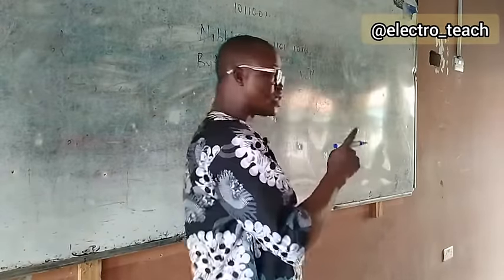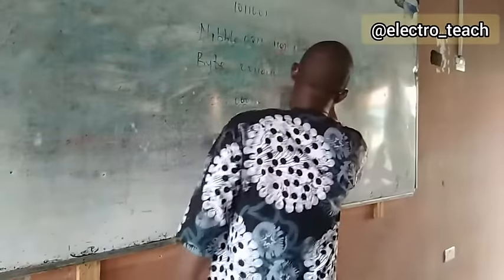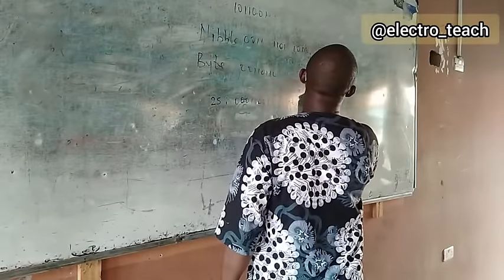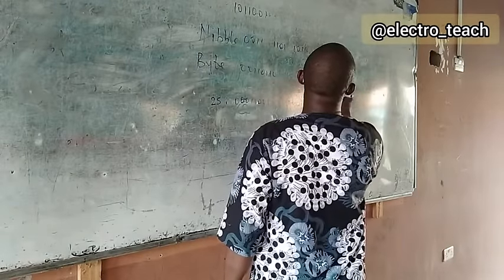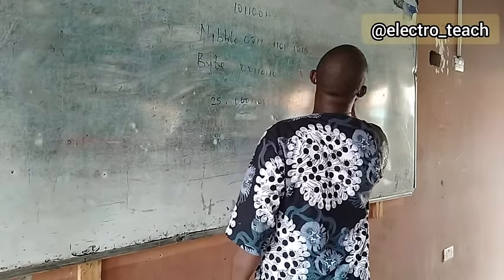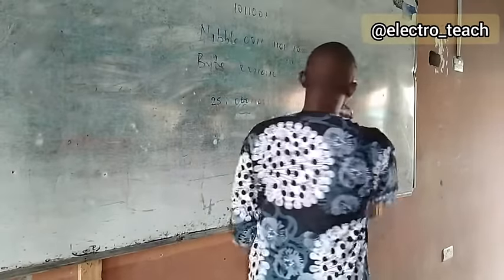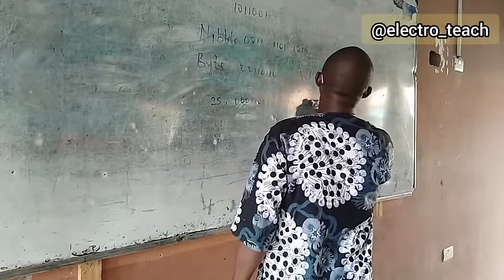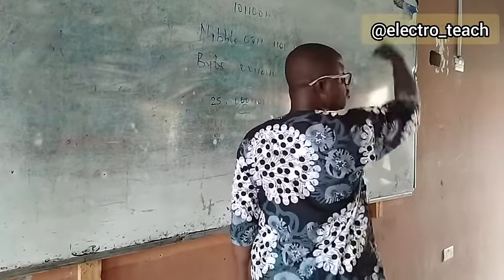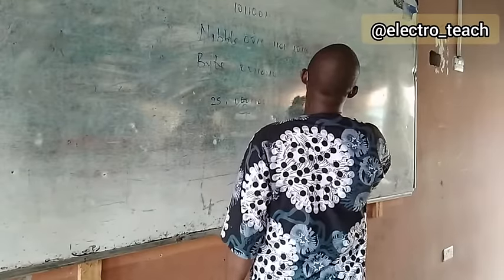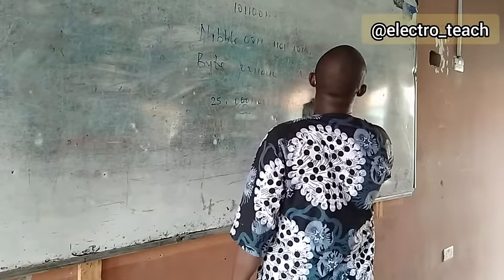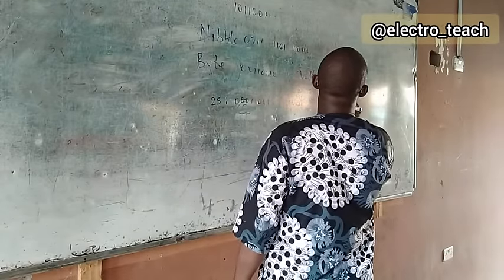They represent the voltages as anything from 0 to 3 volts as bit zero. And 5 volts, that is above 3 volts up to 5 volts, I'll just say 5 volts, is represented as bit 1.